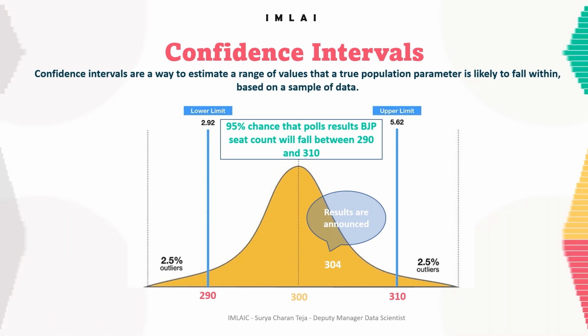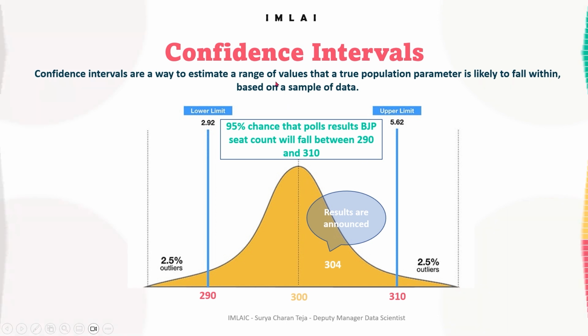The confidence interval is nothing but how many times, for example, if we repeat this experiment, if we repeat this sampling process many times and calculate a confidence interval for each sample, you would expect 95 percent of those intervals to contain the true or actual number of seats that will be won by the BJP.